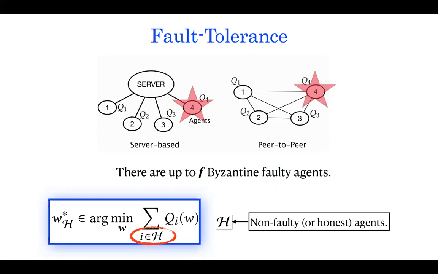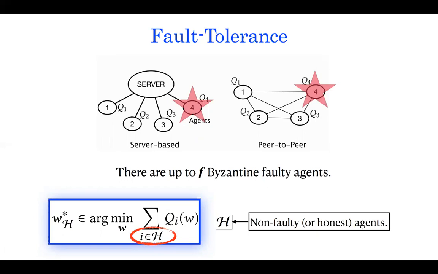So it's clear that in this particular case, it's not reasonable to try to solve the original distributed optimization problem, because why would you want to minimize the aggregate that involves incorrect cost functions? A reasonable goal would be to compute a point that minimizes the aggregate of all the non-faulty cost functions, as shown here in mathematical terms.